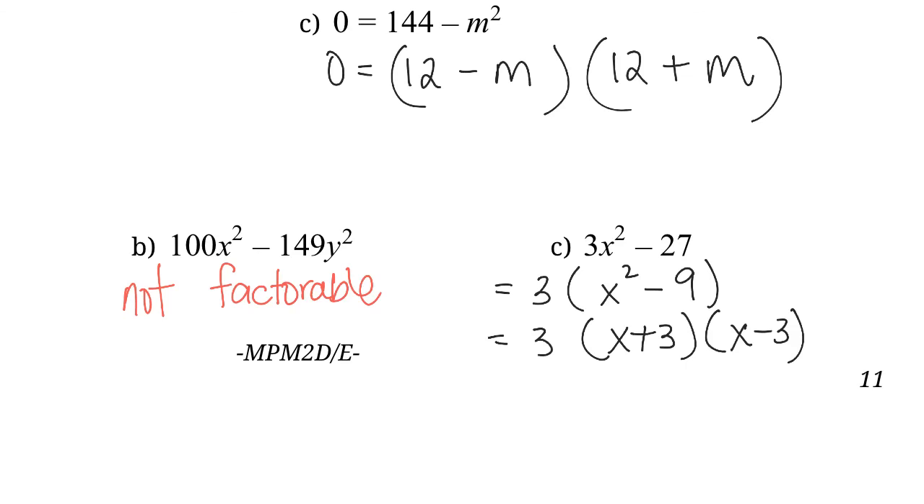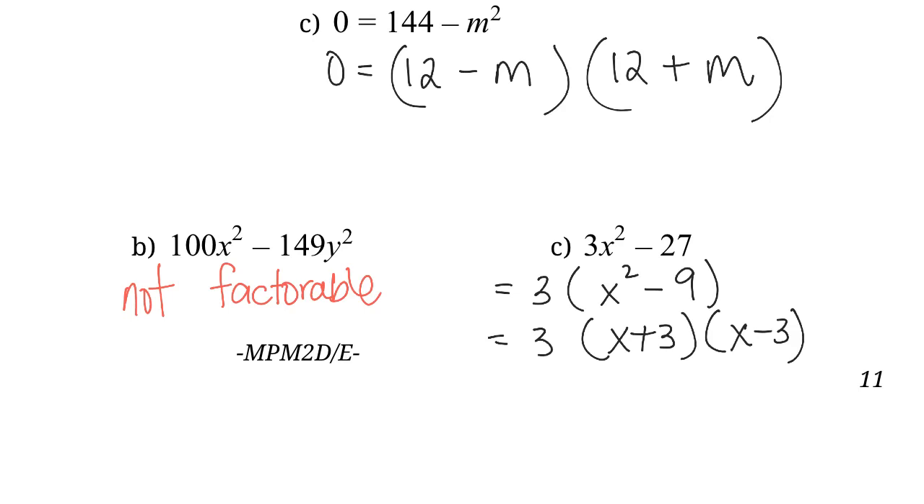So up at the top, we've got 144 minus m squared. This is indeed an example of difference of squares. 2 terms, one of them is squared, separated by a subtraction sign. 144 is a perfect square. If you take the square root of 144, you do get 12. So we have our answer of 12 minus m and 12 plus m.